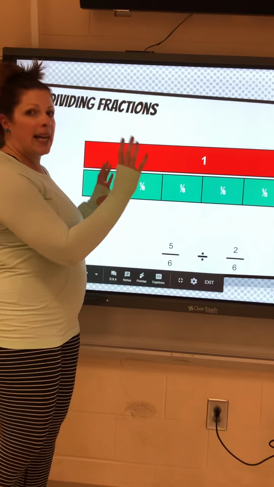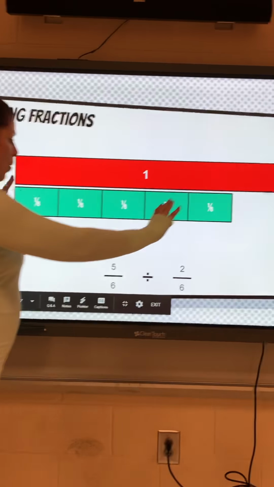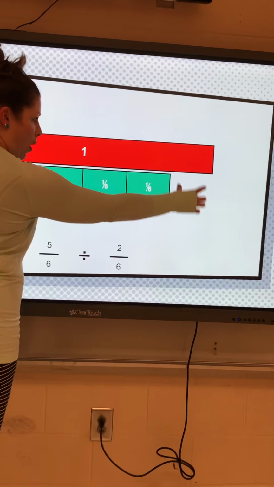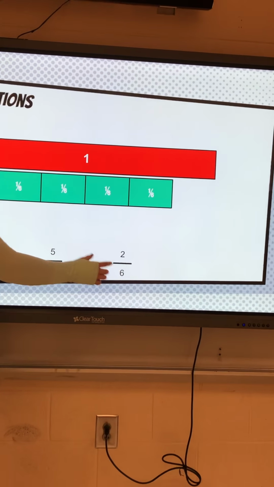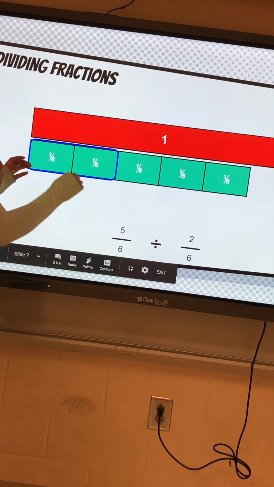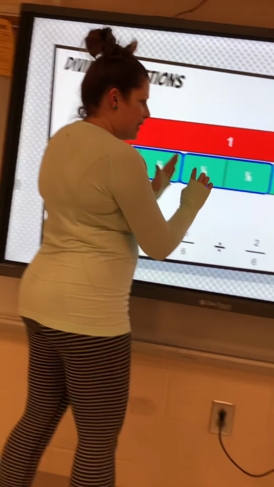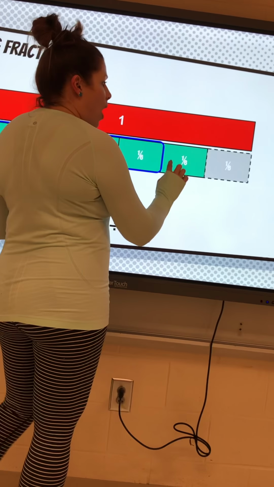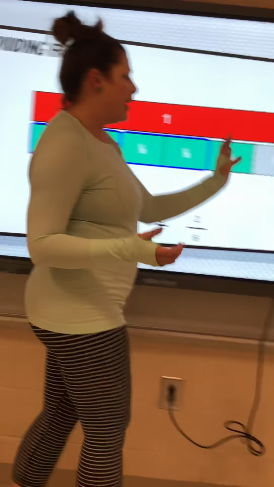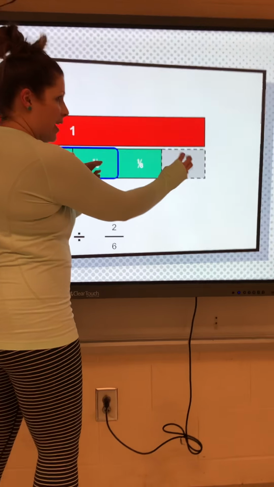So here it is looking at the bar. Here's one whole bar, and here's your 5/6. If it was one whole, your 5/6 would be right here. And you're finding out how many 2/6 are inside 5/6. So there's your one set of 2/6. There's your second set of 2/6. And we want to make a third set of 2/6 here, but we don't have it. So this is your imaginary piece.